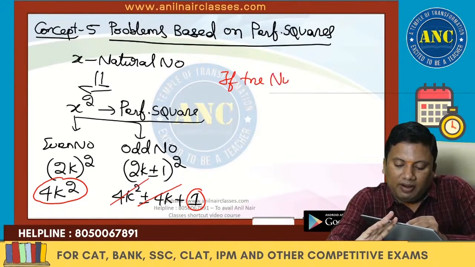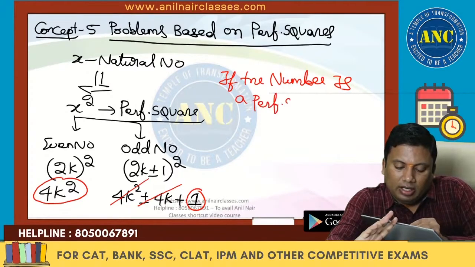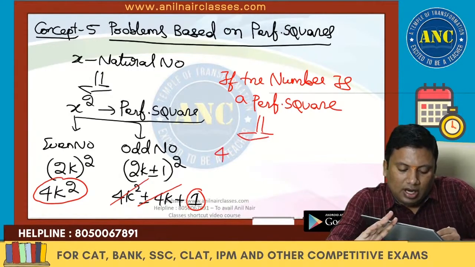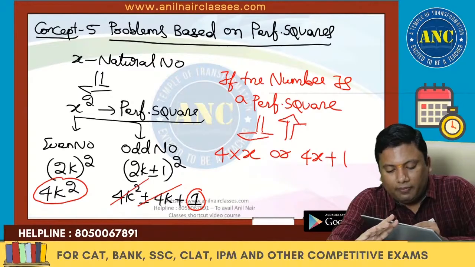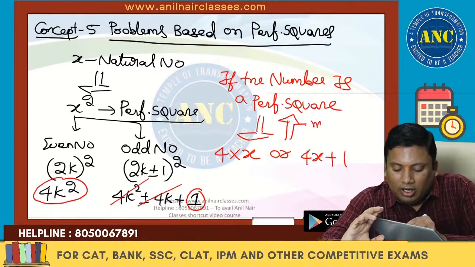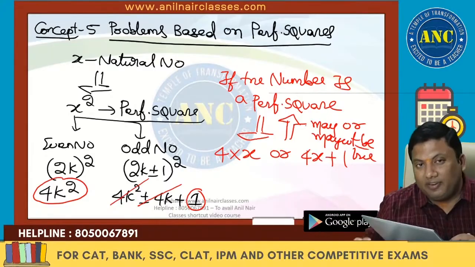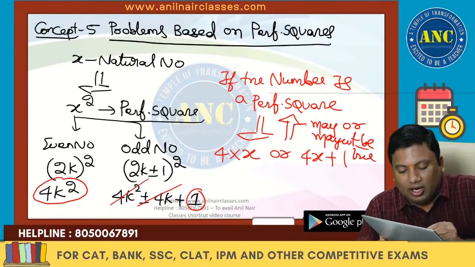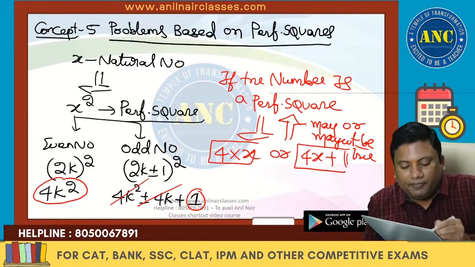If the number is a perfect square, the form of the number is either 4 into x or 4 into x plus 1. Please remember, the reverse may or may not be true. If it is a perfect square, it will be of the form 4 into something or 4 into something plus 1.